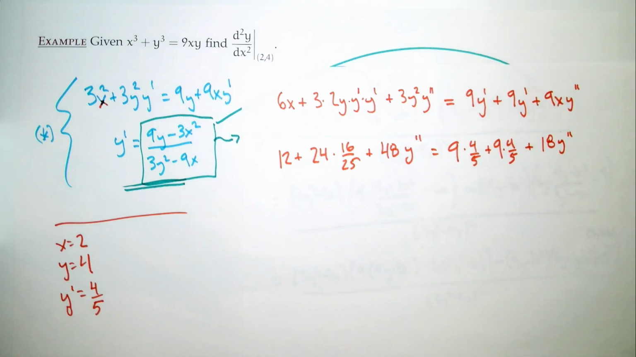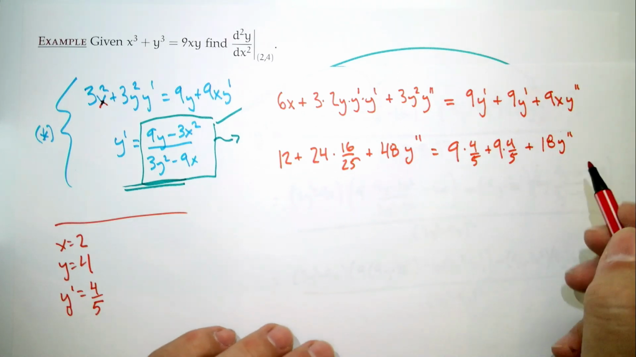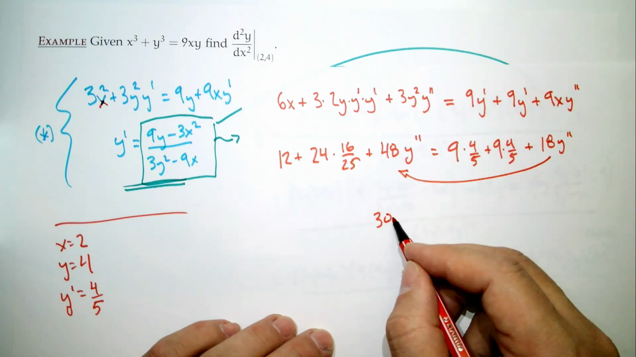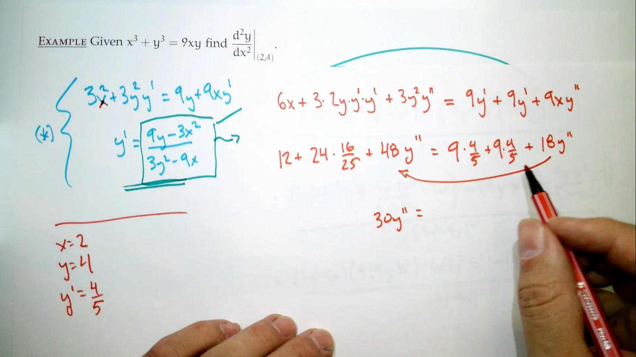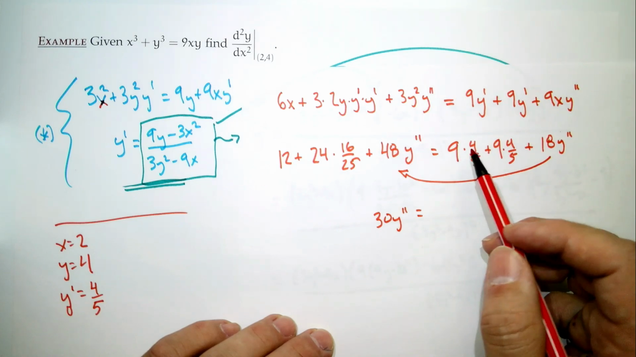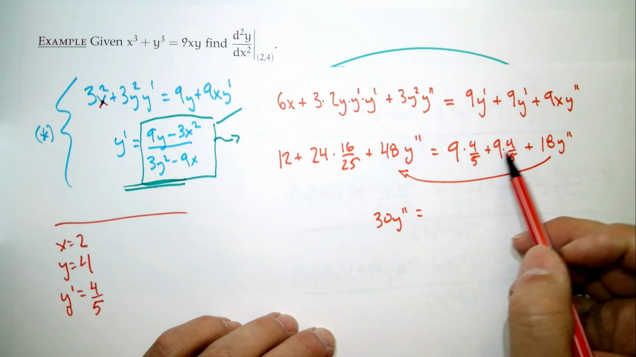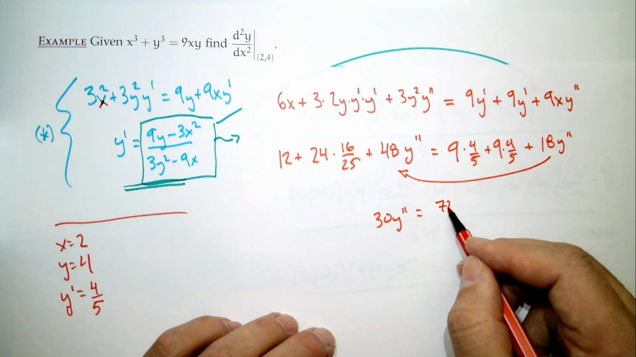Now you have numbers to work with. The numbers, well, they're numbers. They're a little bit easier. So we can do some things. So for example, move the 18 y double prime across. That would leave us with 30 y double prime. Okay, let's do a little bit of math. Might as well. It's a math class. 9 times 4 is 36. And we have 2 of those, so that's 72 over 5.